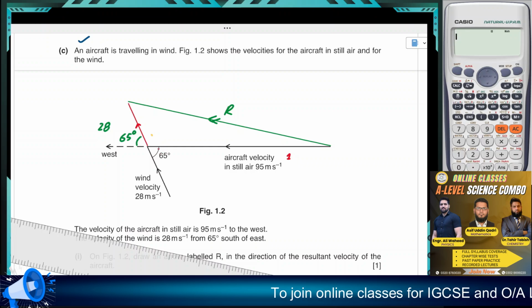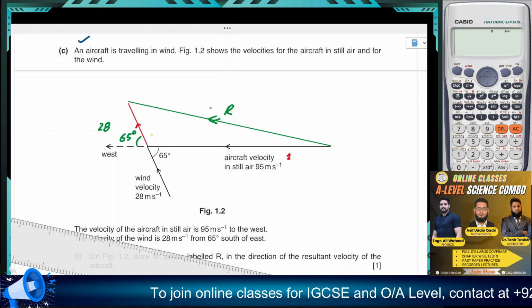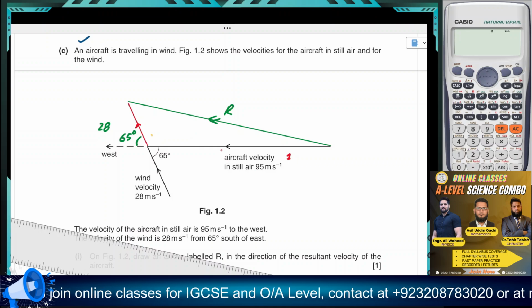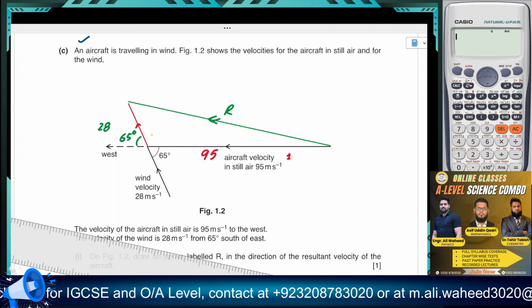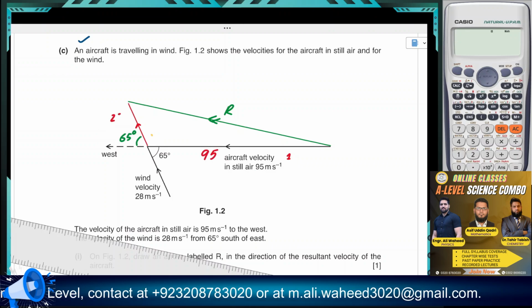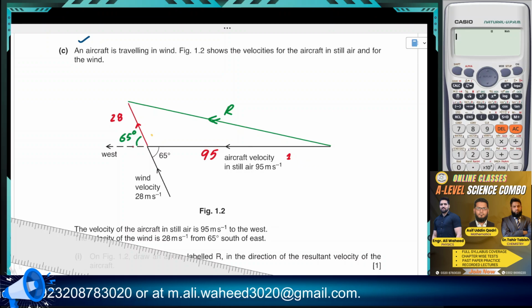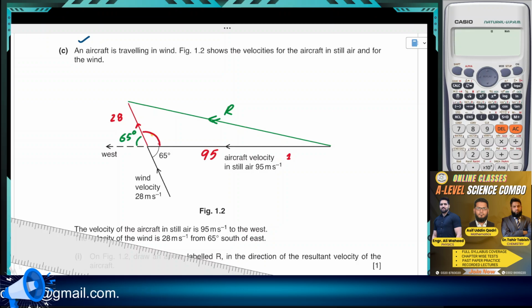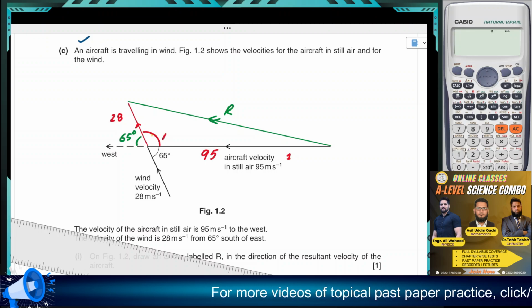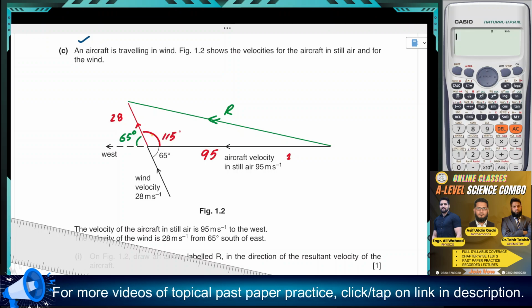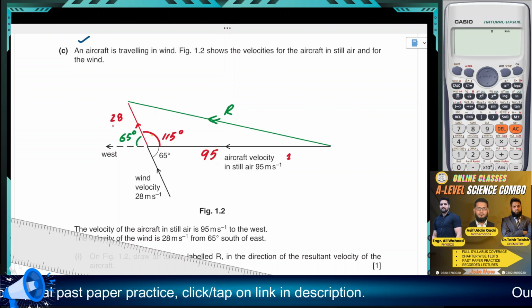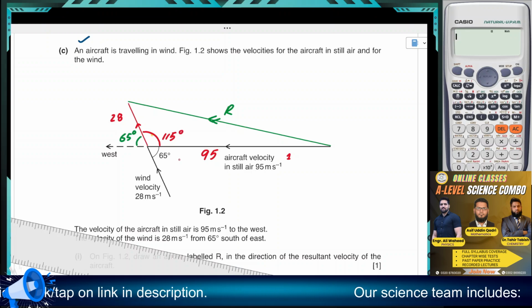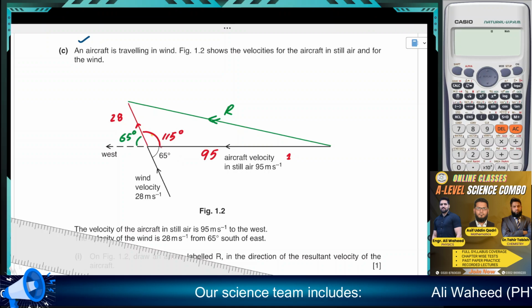Now if we need to find the magnitude of the resultant velocity, you see this side is 95, this side is 28, the red one. The angle on the outside is 65, but we need the angle inside the triangle. So how much is that one? 115. 180 minus 65, right, 115.